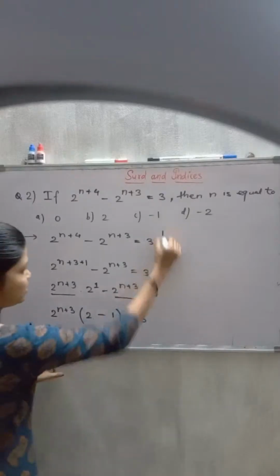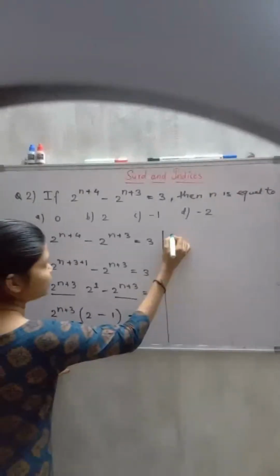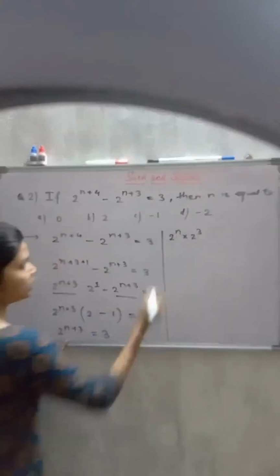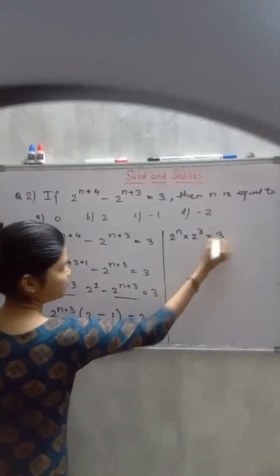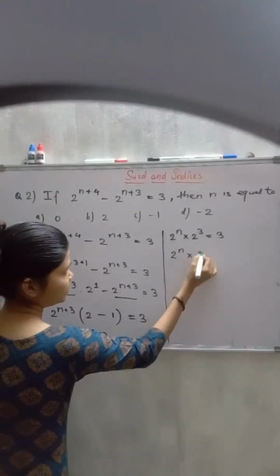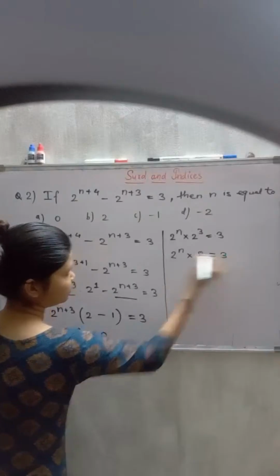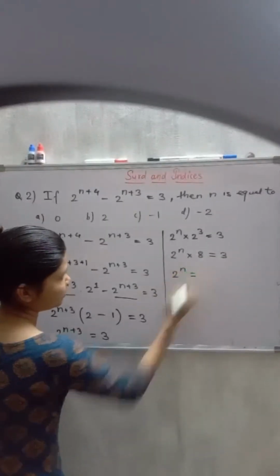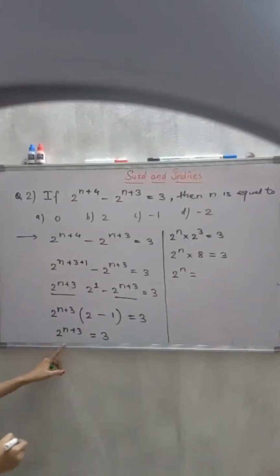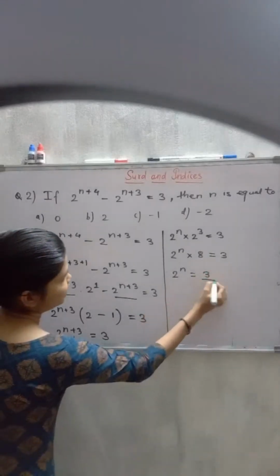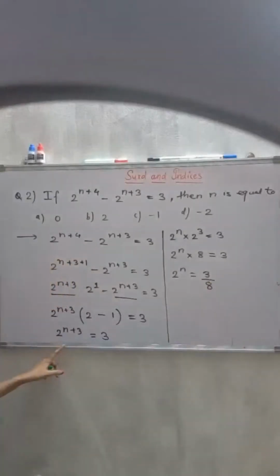From this, we can say 2 raised to n into 2 cube equal to 3. 2 raised to n into 8 equal to 3. 2 raised to n equal to 3 by 8.